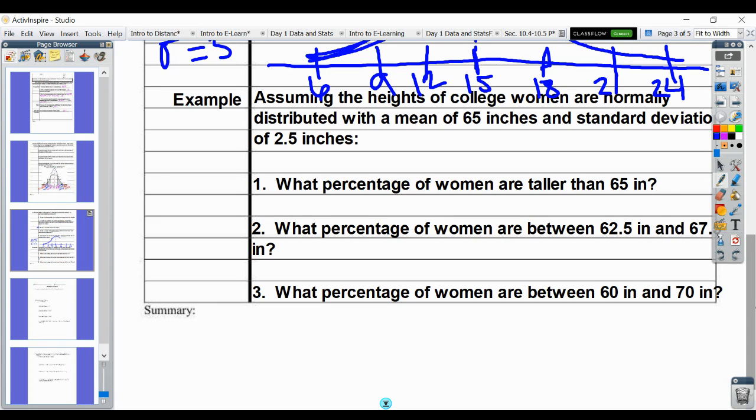So for our example, we are assuming the heights of college women are normally distributed, which means they fit the bell curve, with a mean of 65 inches. So before I even keep reading, I'm going to write that down right now. Mu equals 65. Okay? And a standard deviation, that is our sigma of 2.5 inches.